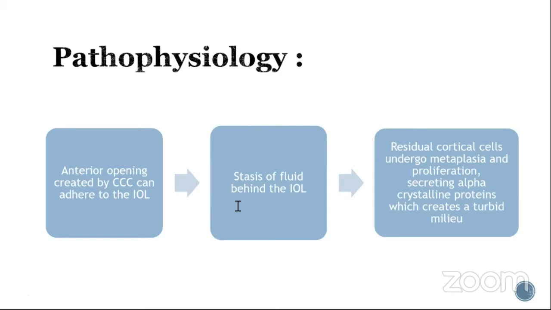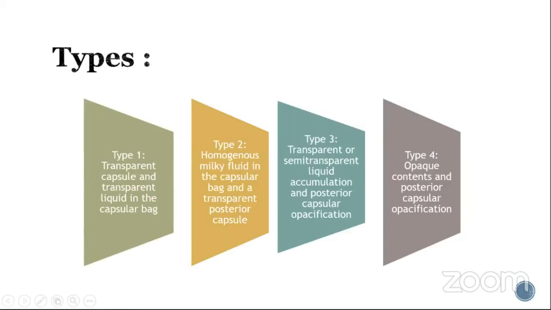It is again divided into 4 types. Type 1 shows a transparent capsule and transparent liquid in the capsular bag, whereas in type 2 there is homogeneous milky fluid in the capsular bag, but the posterior capsule is transparent. In type 3, the fluid is either transparent or semi-transparent, but the posterior capsule is opacified, while in type 4, both the fluid and the capsular bag are opacified.